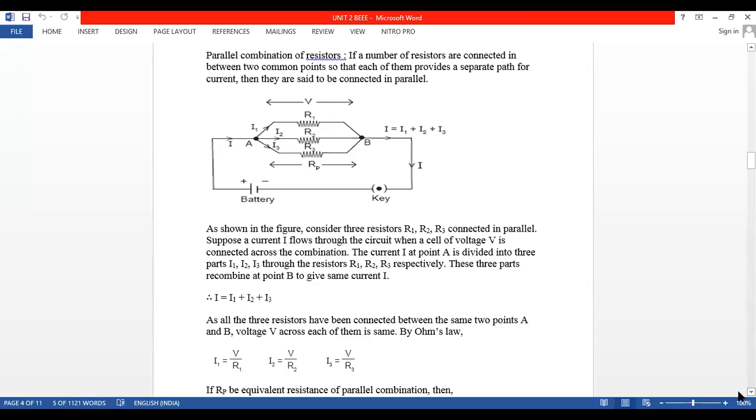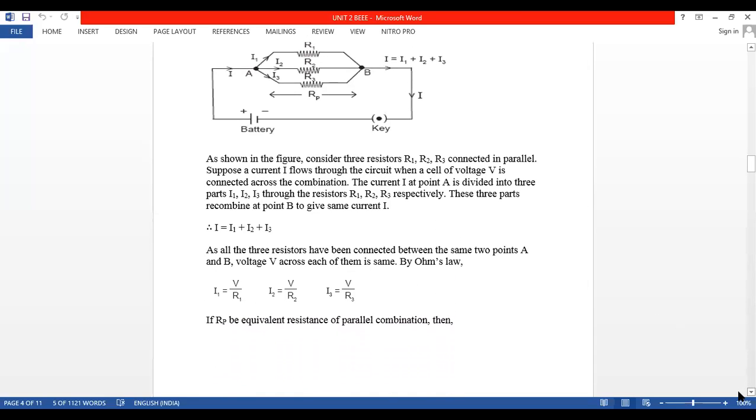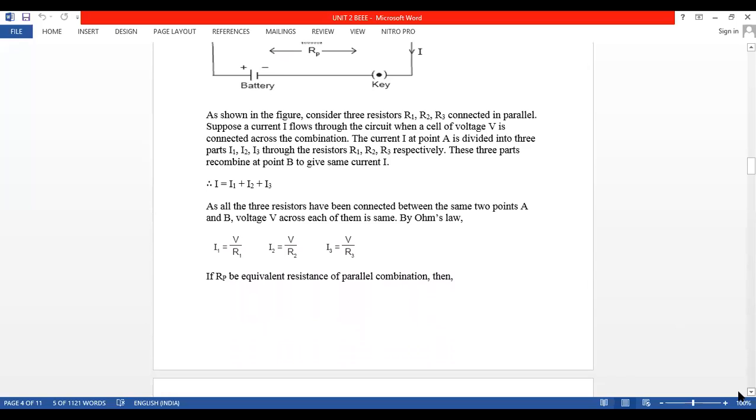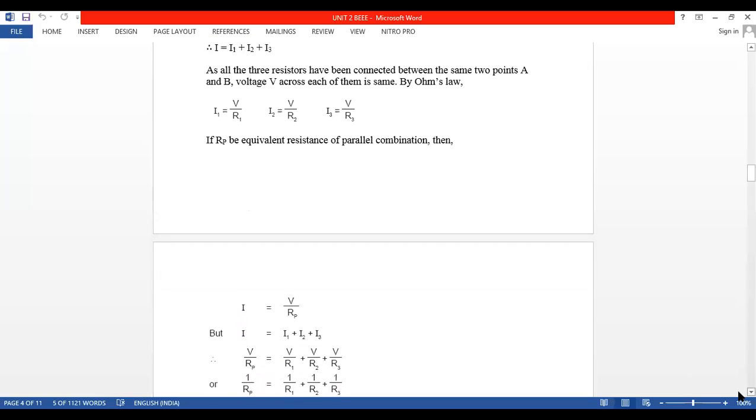So from Ohm's law, what is the formula for voltage? Anyone tell me? V is equal to I into R. Okay, voltage V is equal to I into R. From that expression, what is current? I is equal to V by R. From Ohm's law, I is equal to V by R. So I1 means V by R1, because same voltage. I2 is V by R2 and I3 is V by R3. Same voltage. So now we substitute here.